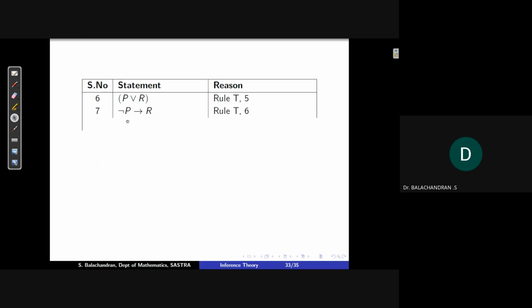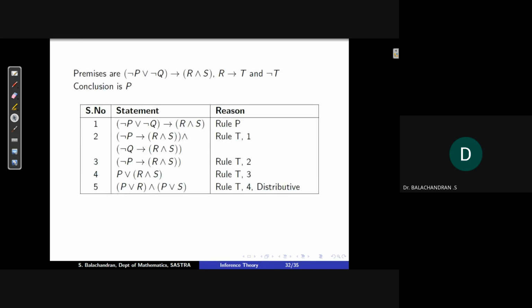Next, P or R is equal to what? Negation P implies R. Next, contrapositive. Negation R implies negation of negation P, which is P. Next, rule P. R implies T. I think R implies T is also there. R implies T. Still, I don't use negation T.